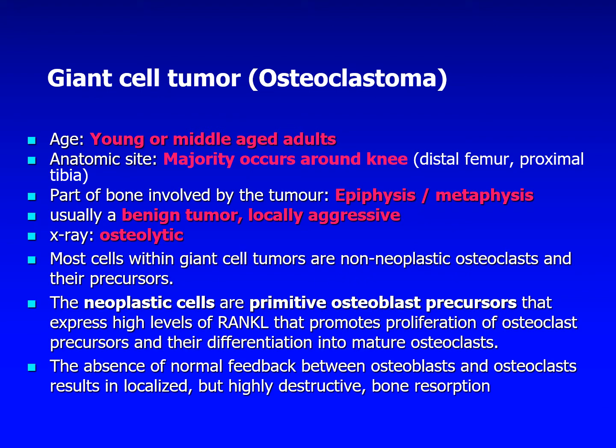Most cells within giant cell tumors are the non-neoplastic osteoclasts and their precursors. The neoplastic cells are the primitive osteoblast precursors that express high levels of RANKL, which promotes proliferation of osteoclast precursors and their differentiation into mature osteoclasts. The absence of the normal feedback between the osteoblast and osteoclast results in localized but highly destructive bone resorption.